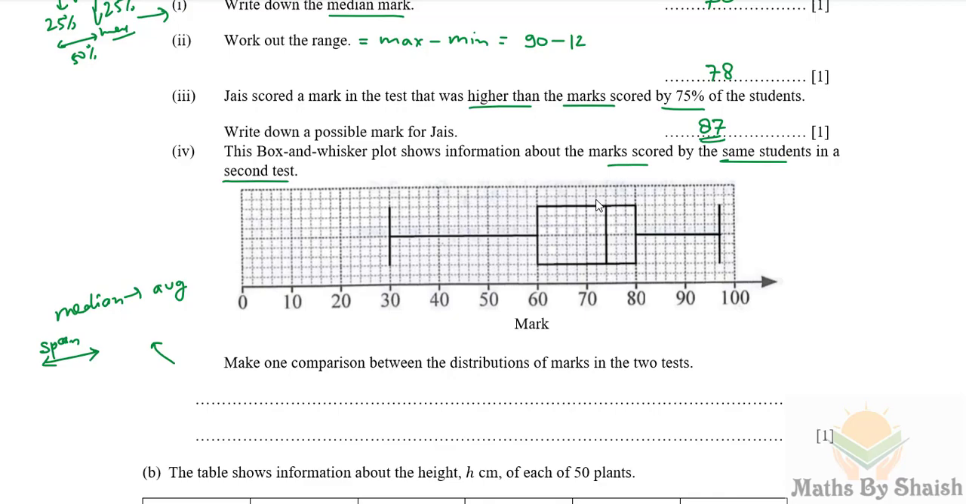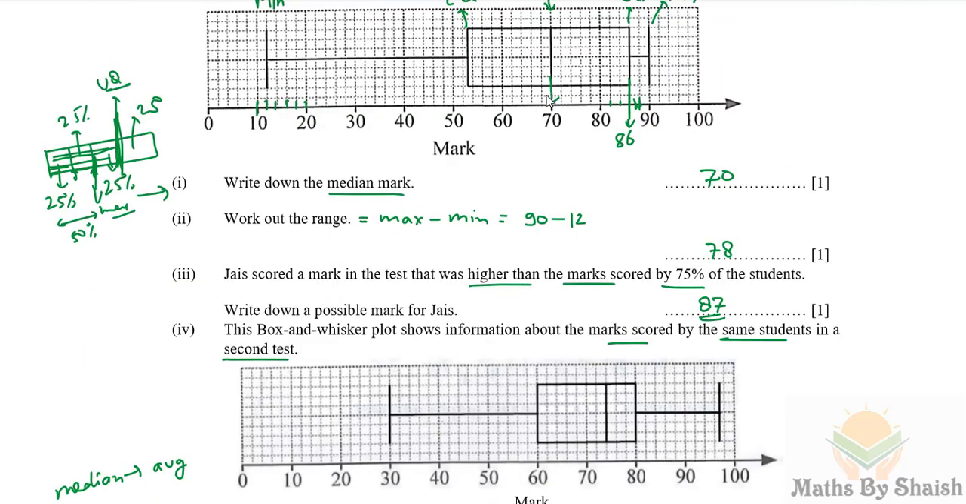So on average the data in the second test is more, that is, the score obtained by the same students in the second test has increased, or we can say improved. The marks obtained by the students are improved.